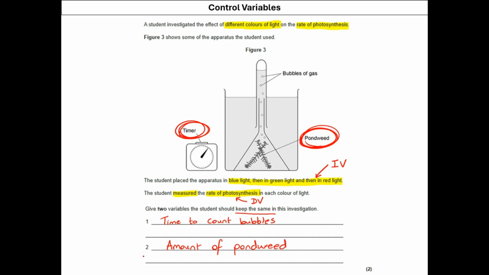If it says write 2, only write 2. But other answers you could have had could be brightness of light, which someone suggested in my lesson today. And there's probably other ones as well. So that's control variables, you keep them the same.